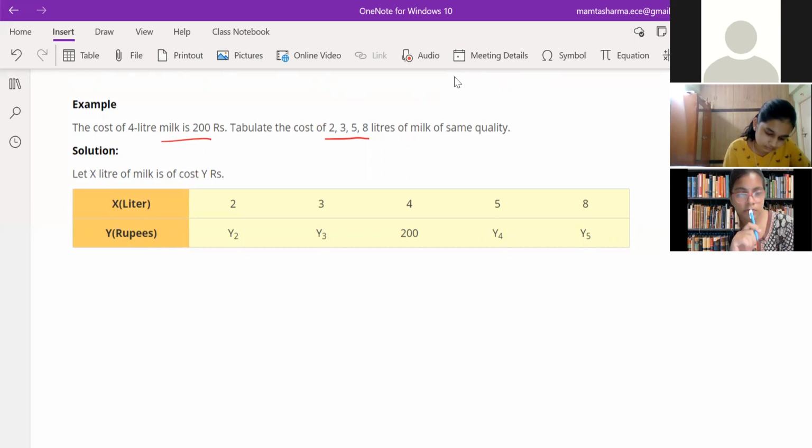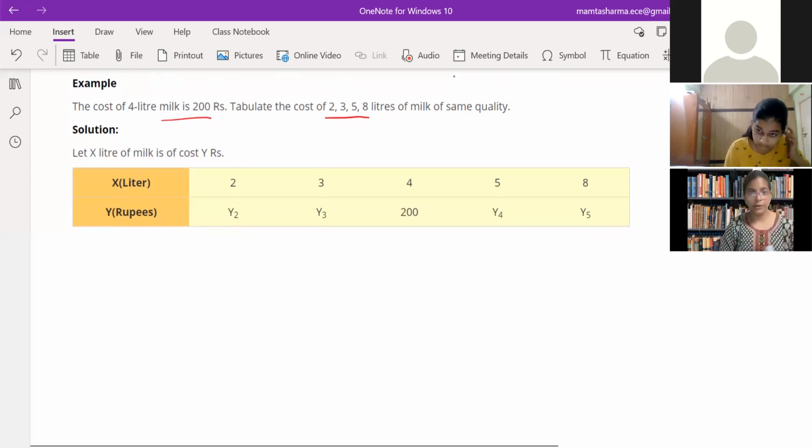You can take the x1, y1 method instead of AB. For 4 liters of milk, 2 liters will be 100 rupees, 3 liters will be 150 rupees, 5 liters will be 250 rupees, and 8 liters will be 400 rupees. How did you calculate? Ma'am, if 4 liters is 200, then 2 liters is 100, and 1 liter is 50.